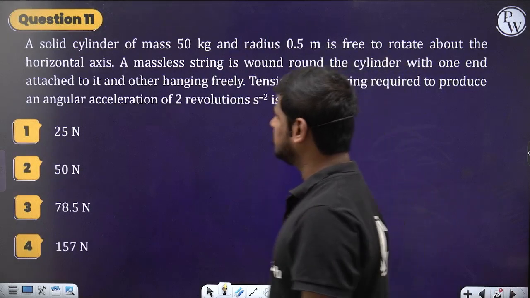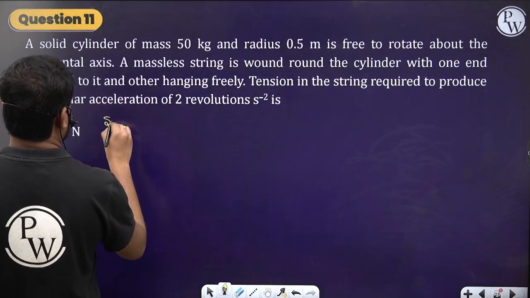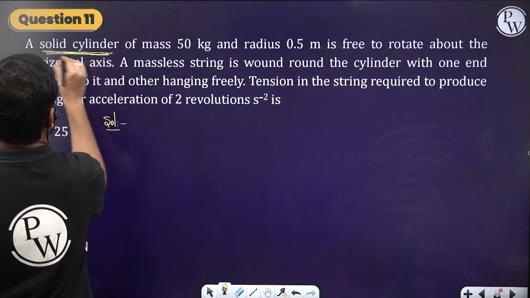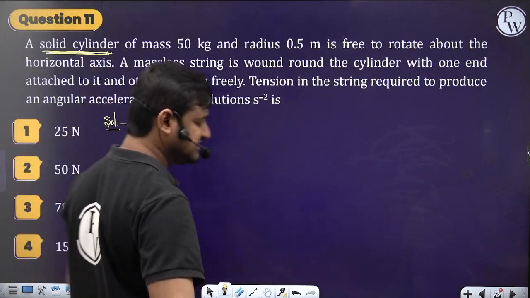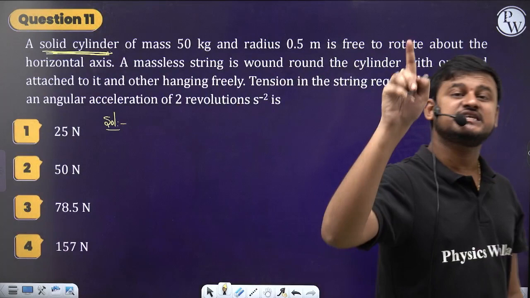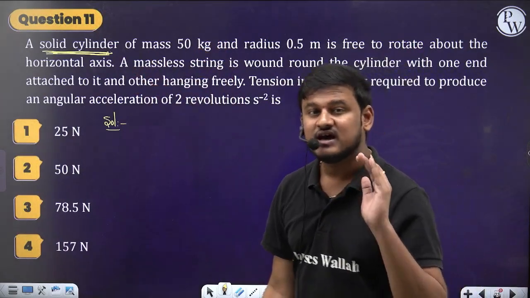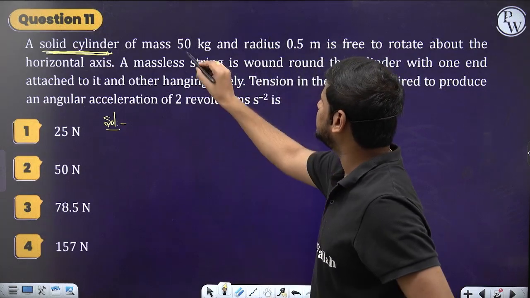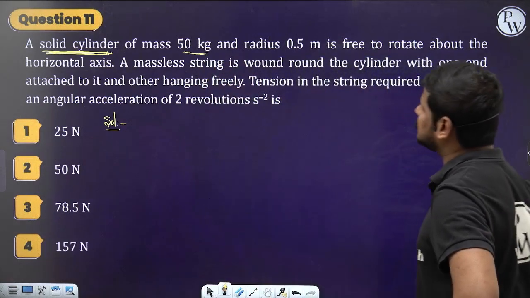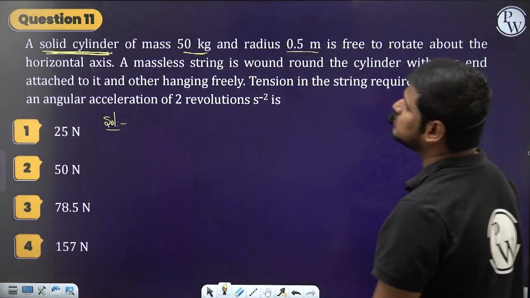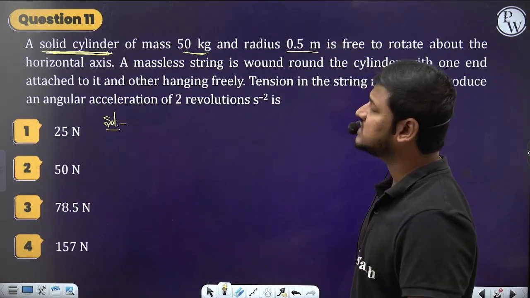So the next question. A solid cylinder. Whenever they say solid cylinder, you can consider its moment of inertia is same as of the disk. Whenever they say hollow cylinder, you can consider its moment of inertia same as of the ring. Okay, so remember that point. So this is of mass 50 kg, radius 0.5 meters, is free to rotate about the horizontal axis. So about its horizontal axis.